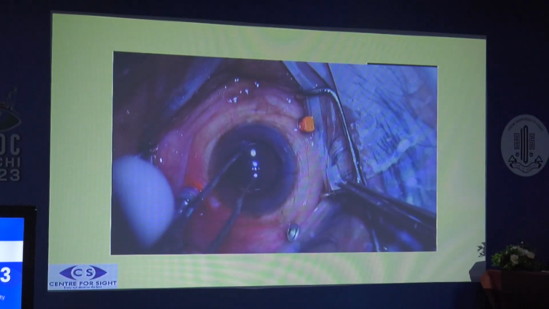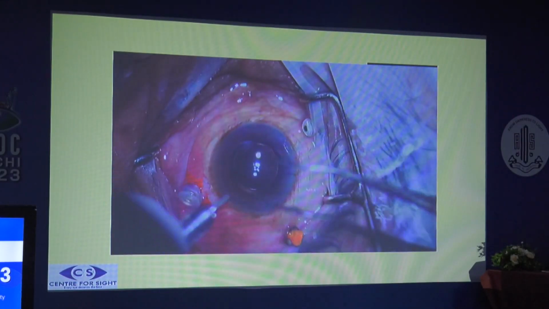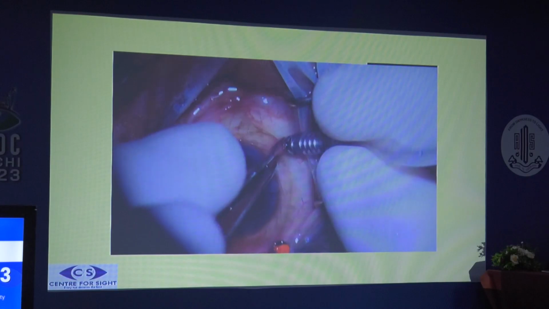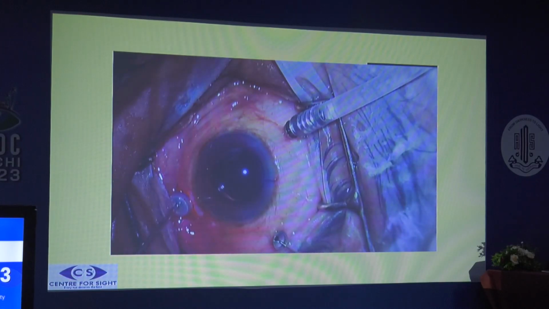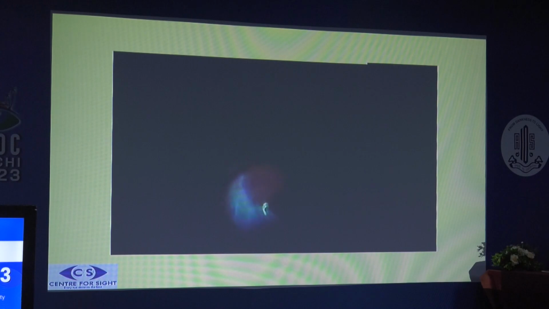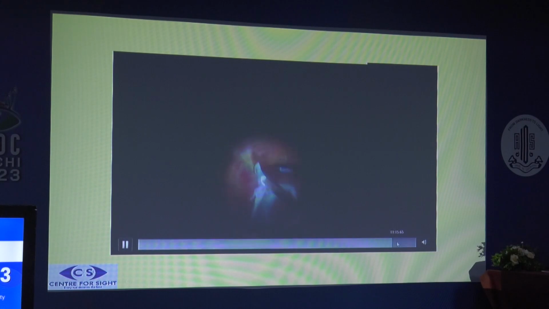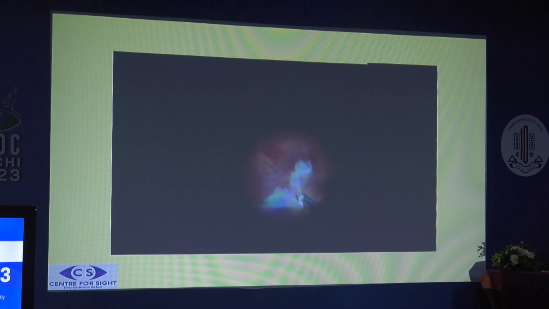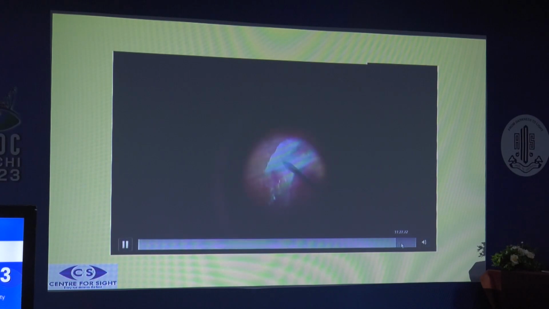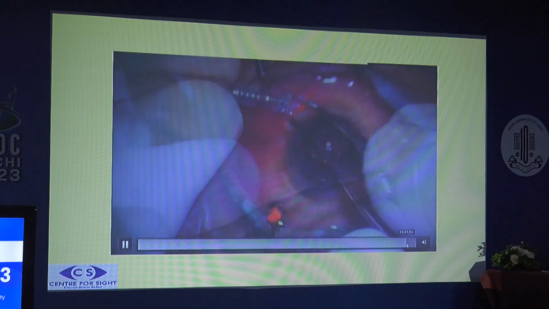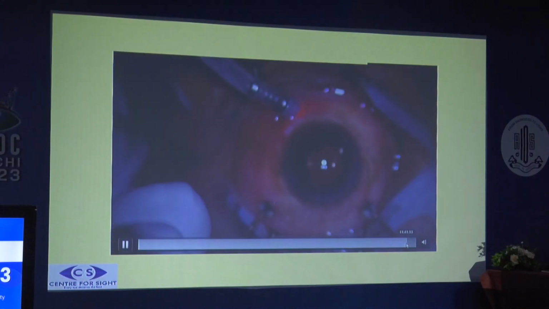So what was done was we shifted the infusion cannula. The infusion cannula now comes upper nasal. You shift your entire chair to the temporal side. So what was nasal now becomes inferior, and then the maneuverability of the instruments becomes easier, and this entire fibrovascular proliferation was then taken care of with the help of cutter and suction alone. And once this was done, then again we shifted the instrument back to the same place.